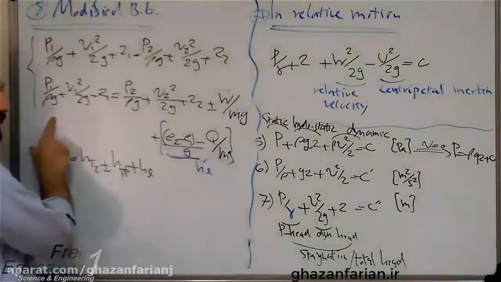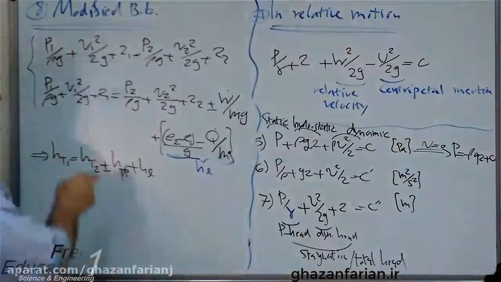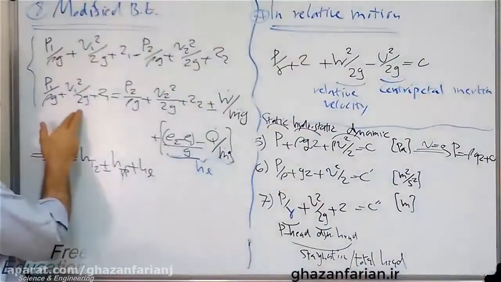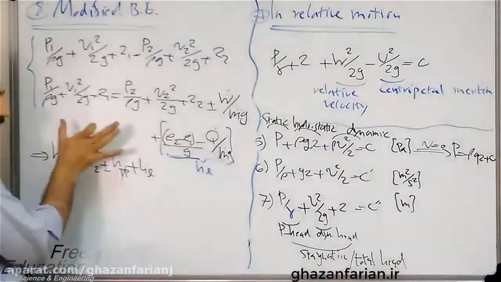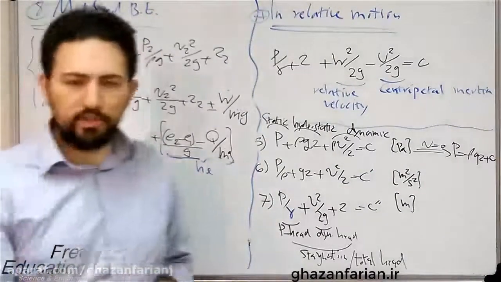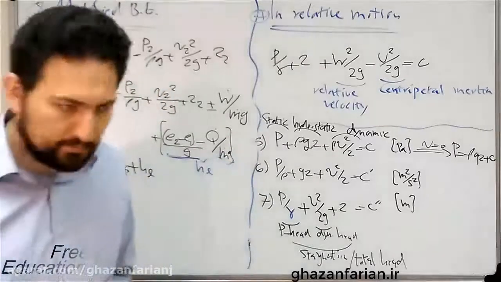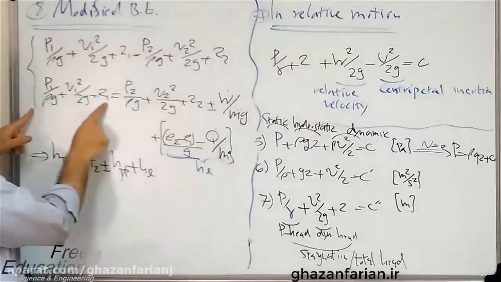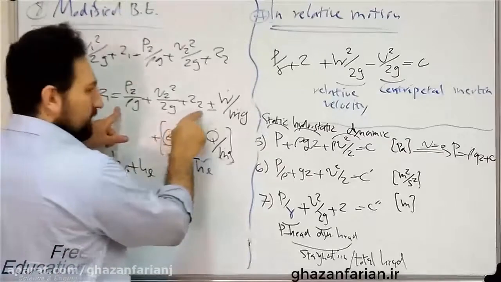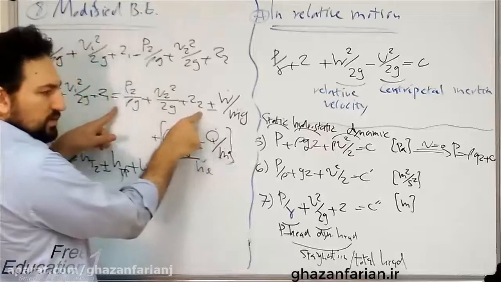The left hand side, which is again written in the head form with the dimension of length, is the sum of the pressure head, the kinetic energy head or the velocity head, and the potential energy. This package is called the mechanical energy or the total energy or the mechanical head or the total head. This is the content of energy in the input, which is shown by subscript 1, and this is the content of energy in the exit, for example, shown by the subscript 2.